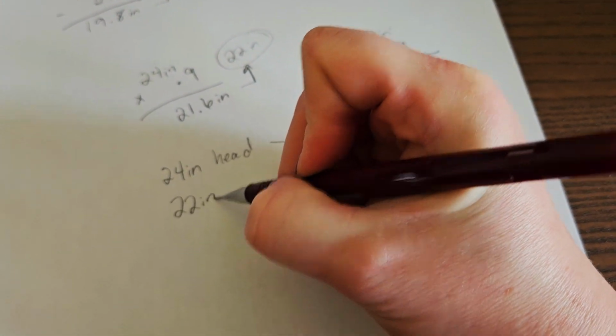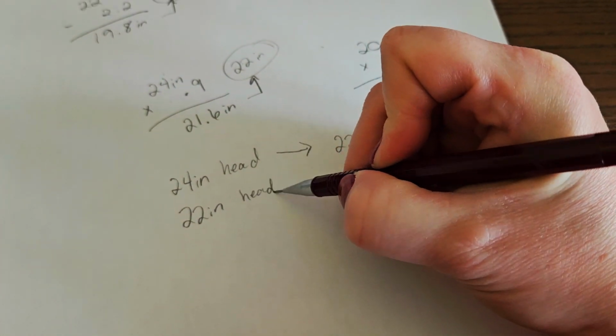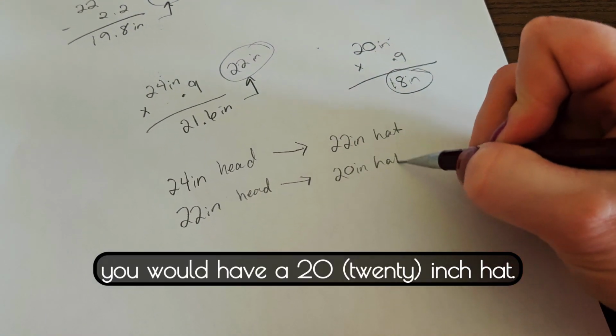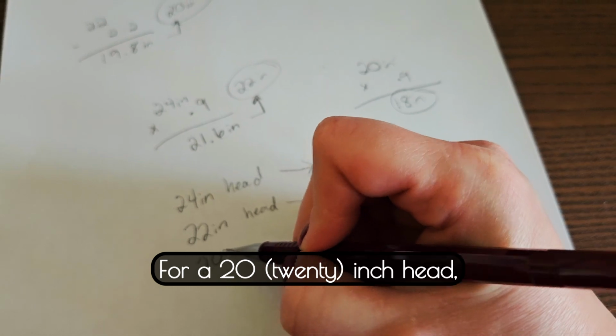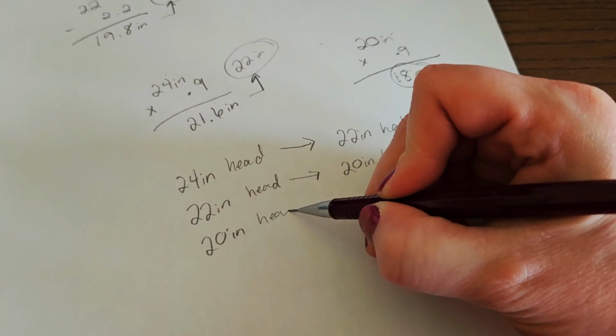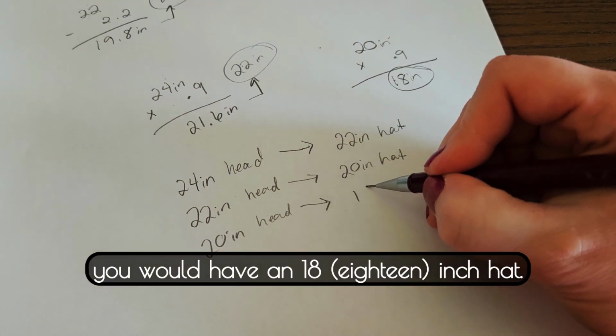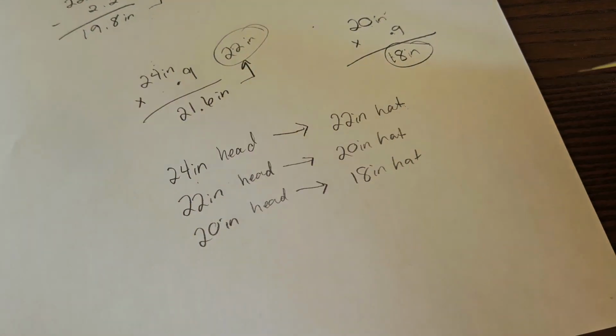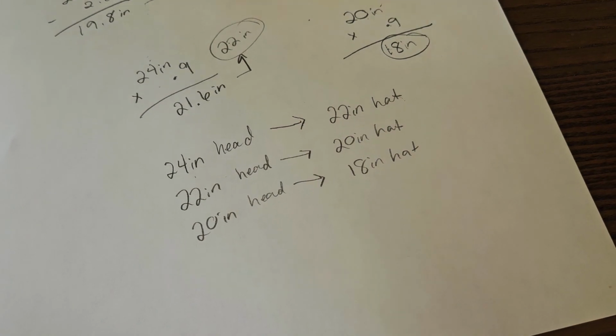22-inch head, you would have a 20-inch hat. For a 20-inch head, you would have an 18-inch hat. At that point, the only math is just subtracting 2 inches. It's simple.